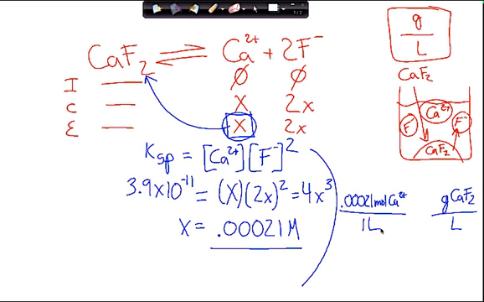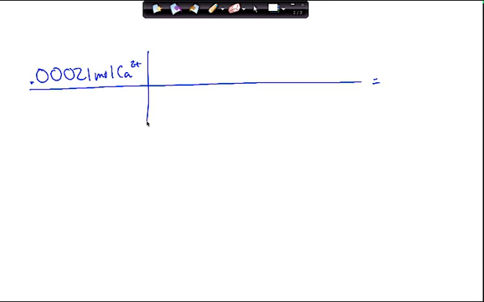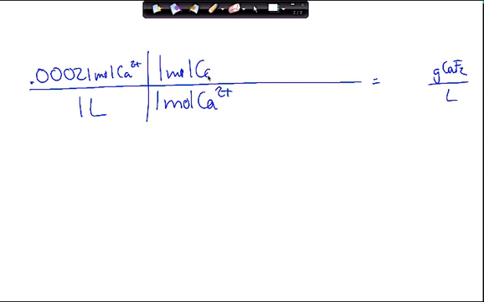So guys, with that, allow me to make this bigger now. So 0.00021 moles of calcium ion in 1 liter of water. And we want to know grams of CaF2 in a liter of water. So conveniently, our denominator is taken care of. So how do we convert? Well, guys, 1 mole of calcium ion will be created by the breaking apart of 1 mole of calcium fluoride.